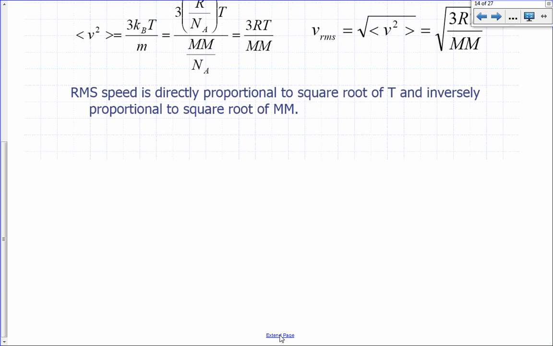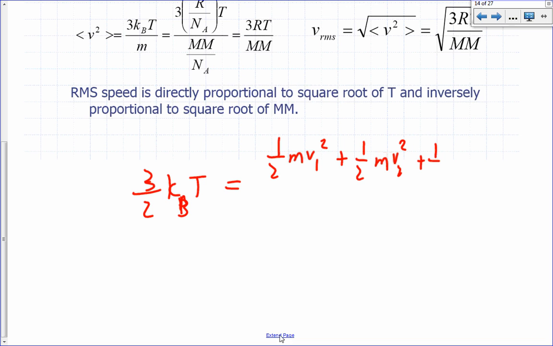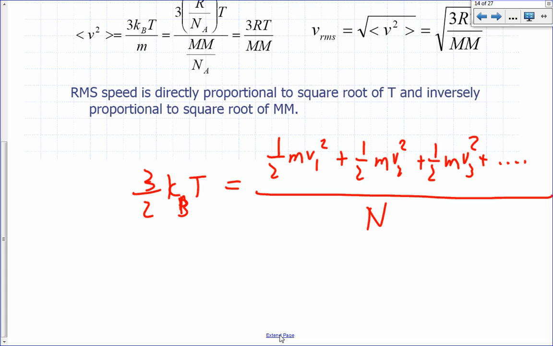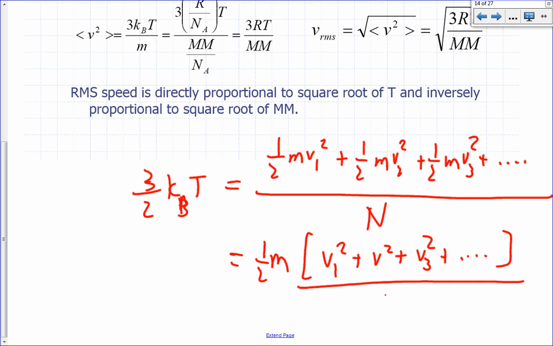If we say the average kinetic energy is 3/2 kT, that is 1/2 mv1 squared plus 1/2 mv2 squared plus 1/2 mv3 squared, and so on, divided by the total number of molecules. Well, I can factor out 1/2 m, since they all have the same mass. So it's 1/2 m times v1 squared plus v2 squared plus v3 squared, and so on, divided by the total number of molecules.